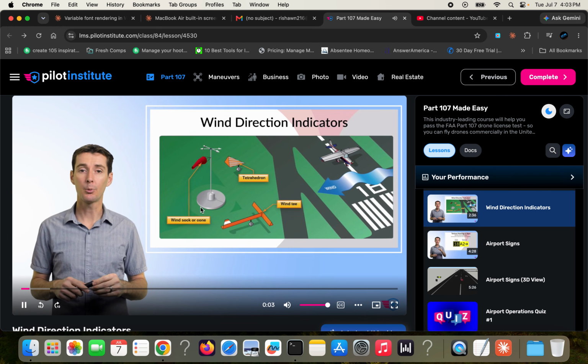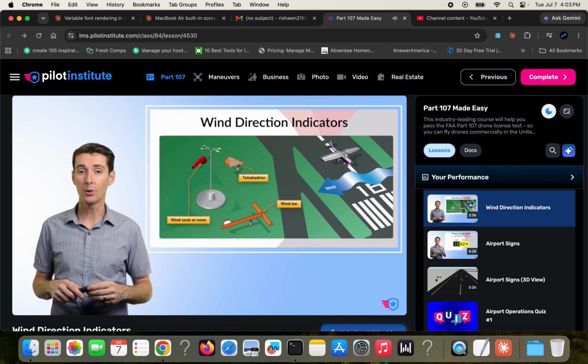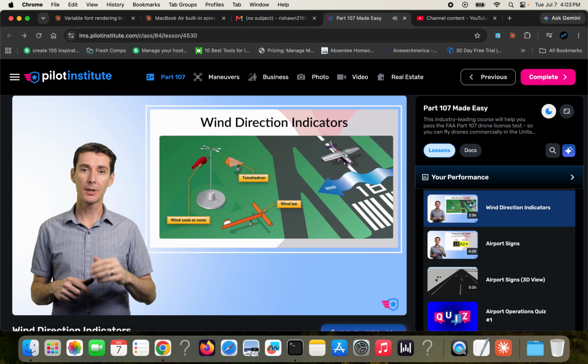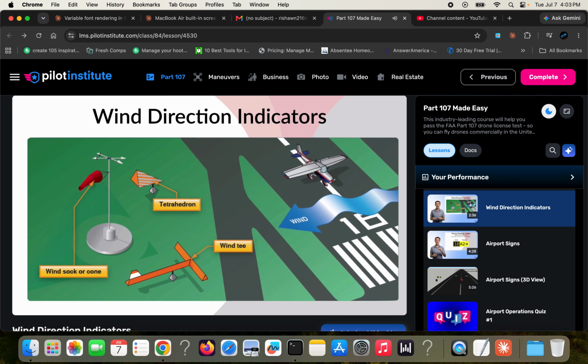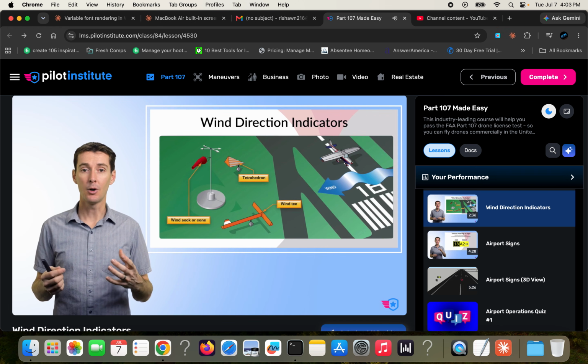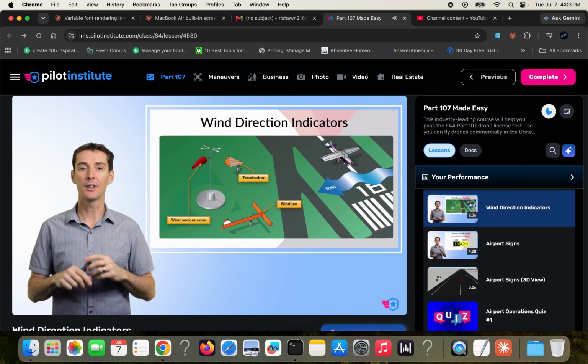If you're flying near an airport and maybe there is not a whole lot of activity and you want to find out, hey, where's the wind coming from? Well, you can look at these wind direction indicators, and there's 3 of them. The most common one being the windsock, and the windsock is the one that you see in red right here. And the windsock is going to inflate. Think about it as like a plastic bag that's going to inflate with the wind.